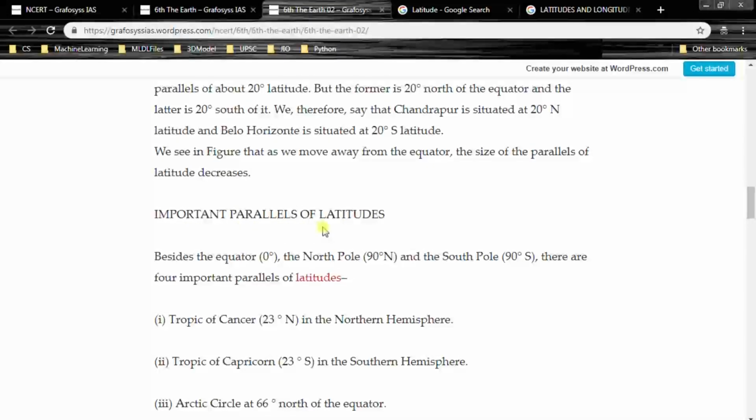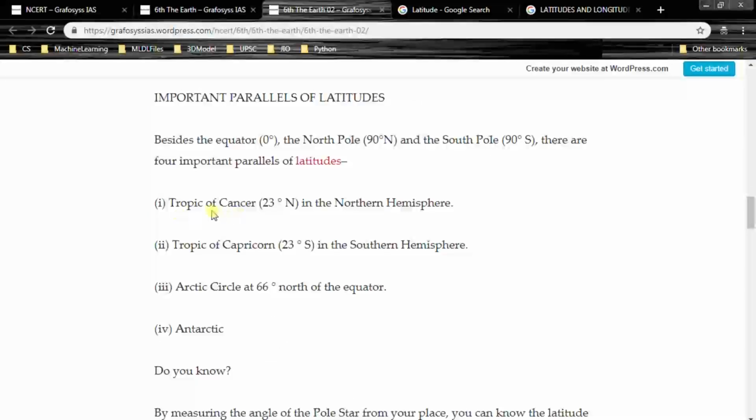Important parallels of latitudes. Besides the equator, the North Pole and the South Pole, there are 4 important parallels of latitudes. Tropic of Cancer, 23 degree north in the northern hemisphere. So you have to remember, Tropic of Cancer lies above, means in the northern hemisphere, it's at 23 degree. Tropic of Capricorn, it's at 23 degree south, southern hemisphere.